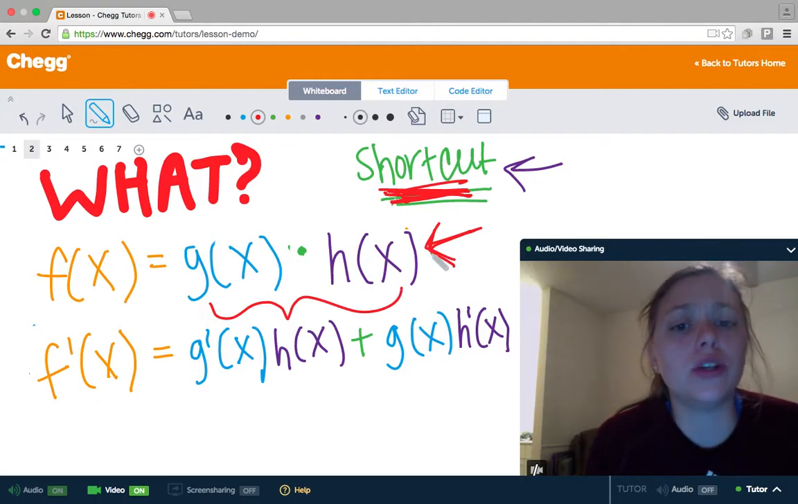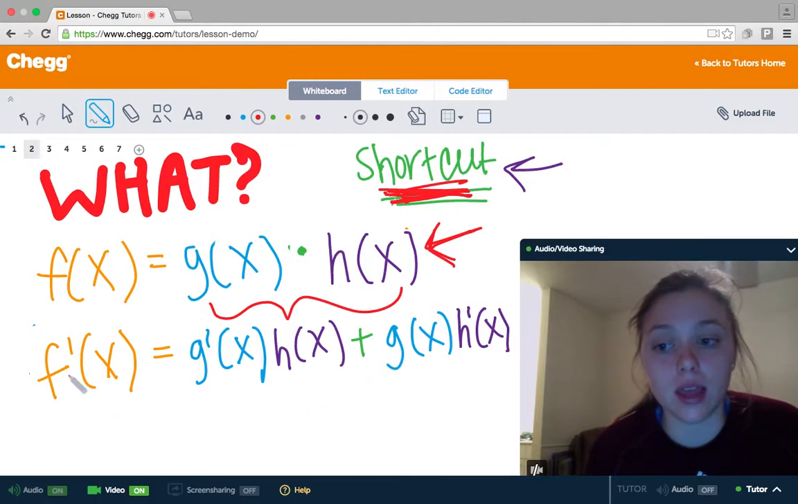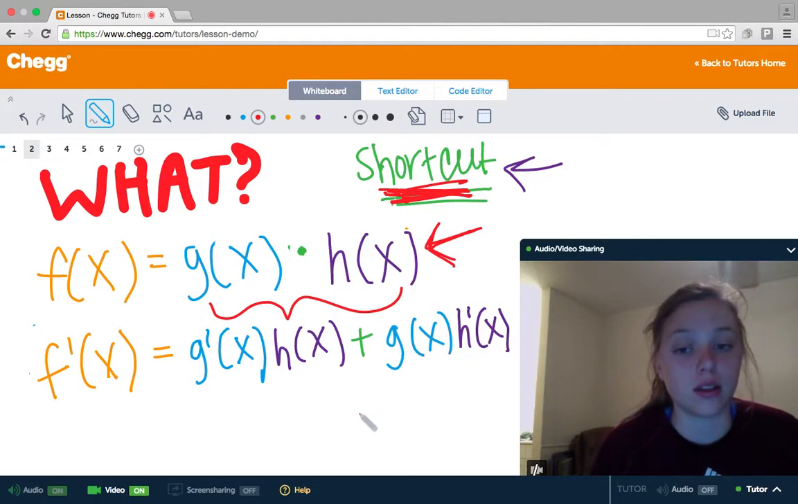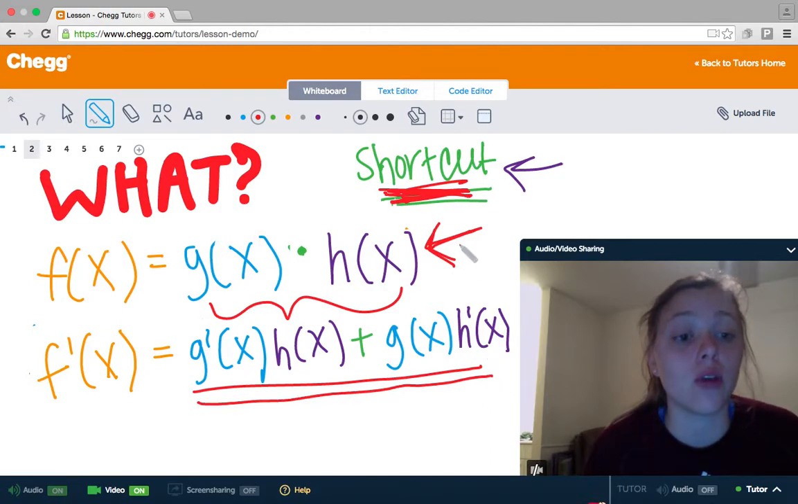So how would we derive this? Well, in the case of the product rule, f prime of x, which is just the derivative of these two terms, would be g prime of x times h of x plus g of x times h prime of x. So this is going to be our product rule. And it's okay if you don't understand it yet. It's a little hard to explain until we just get right into an example.